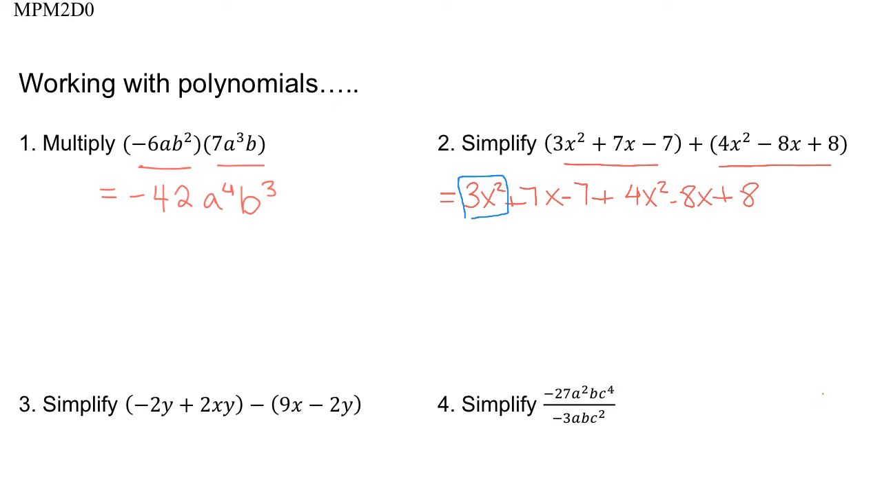So I'm going to group the 3x squared and the positive 4x squared. I know I have positive 7x and a negative 8x, and then left over I have negative 7 and positive 8. So you can rewrite them with the like terms beside each other, or you can just go ahead and simplify them. So I know that the 3x squared plus the 4x squared gives me 7x squared. I know positive 7x minus 8x is negative 1x, and negative 7 plus 8 is positive 1.